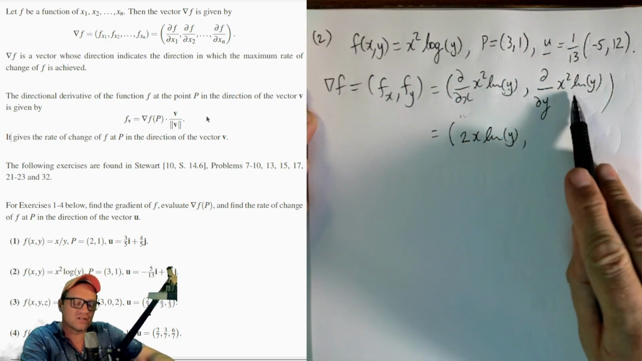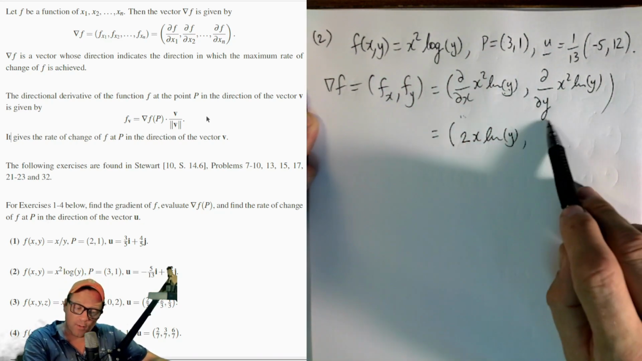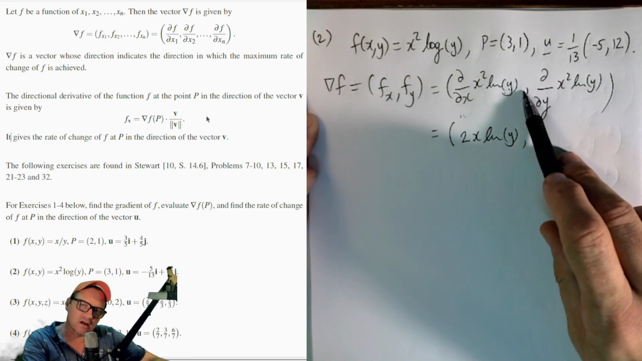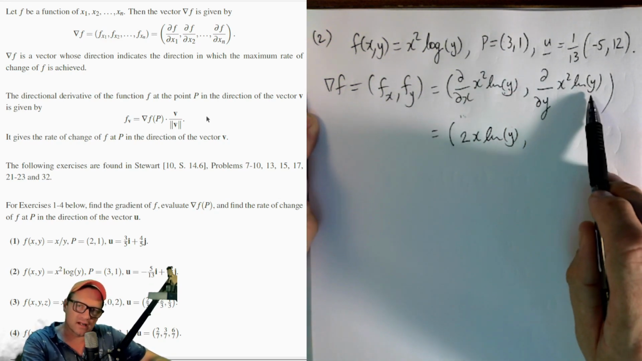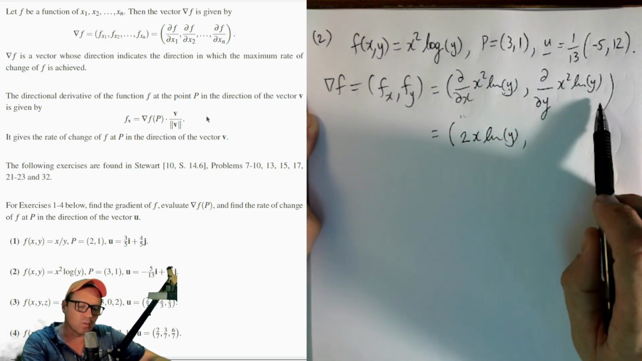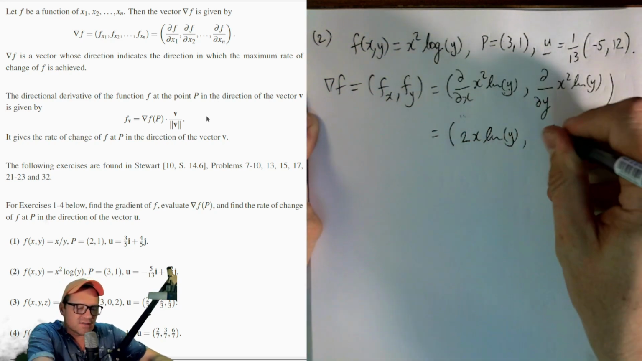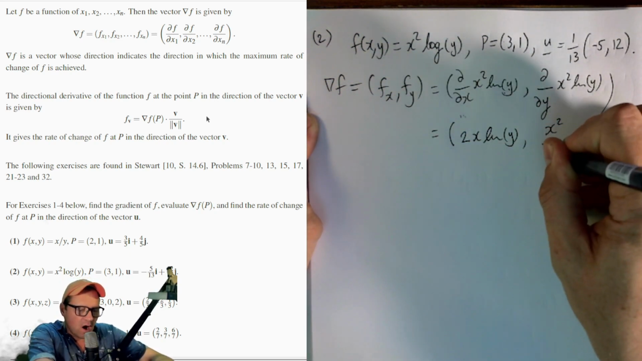Now differentiating x squared natural log of y with respect to y, the x squared can come out. We're differentiating natural log of y with respect to y, and that, of course, is 1 on y. So we get x squared over y for this part.